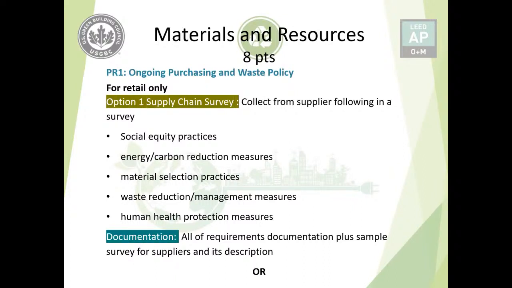The first one is to have a supply chain survey. You have to hand over a survey to the supplier asking about these five things. The first is what their social equity practices are, if they are taking any measures to reduce carbon emissions in the atmosphere, or if they are using any energy efficient measures, how they are selecting the materials. Usually when suppliers are using sustainable materials, they put it on their website or it's shown on their packaging. Then, if they are taking any measures to reduce or divert waste, and if they are implementing any policy or measures that have less effect on human health.